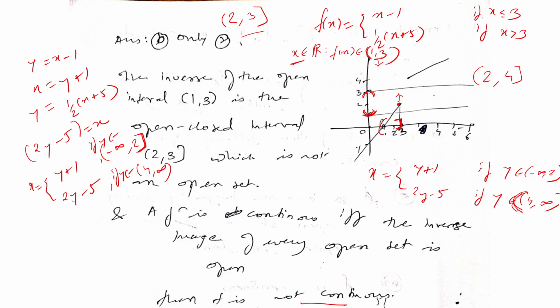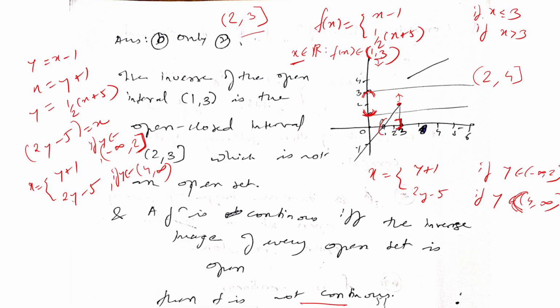So basically you have this function f(y) = y + 1 if y belongs to (-∞, 2], and 2y - 5 if y belongs to the open interval (4, ∞). Now the statement says that the inverse image of the open interval (1, 3) is the interval (2, 3], which is not an open set. How will we justify it?